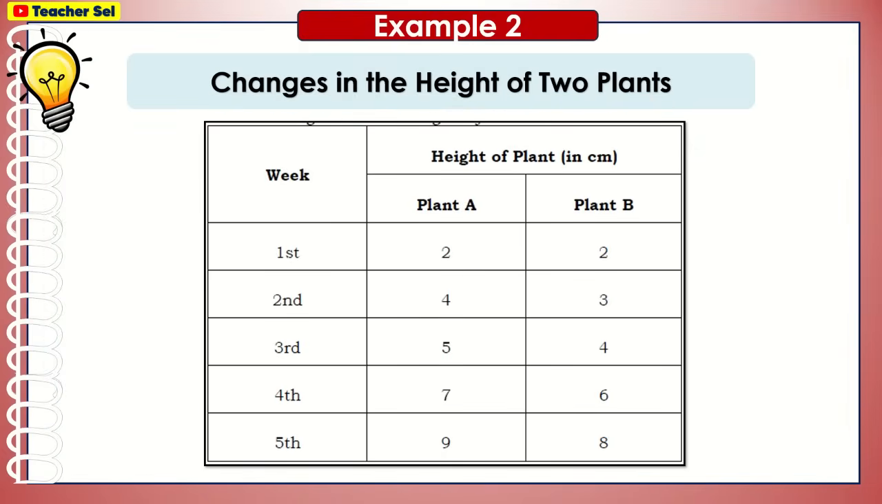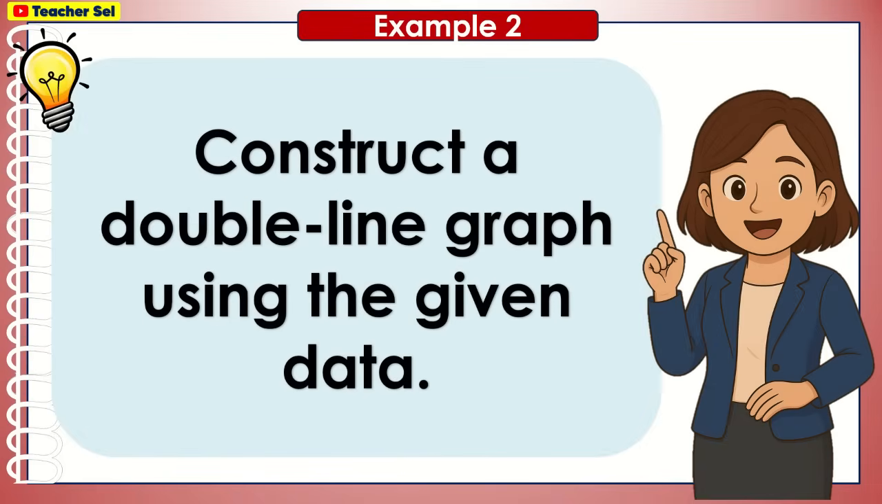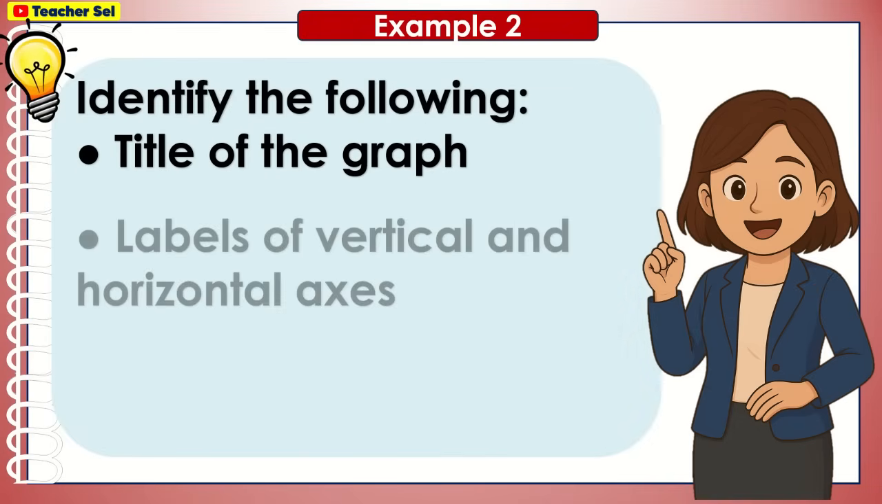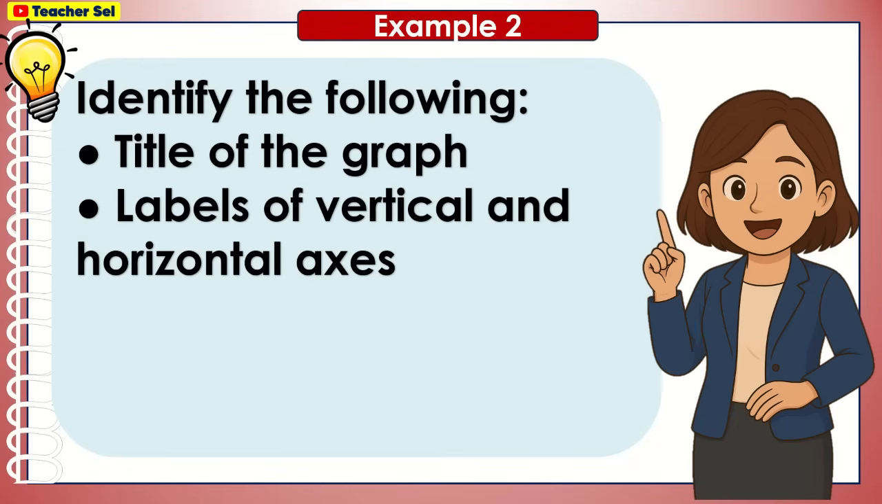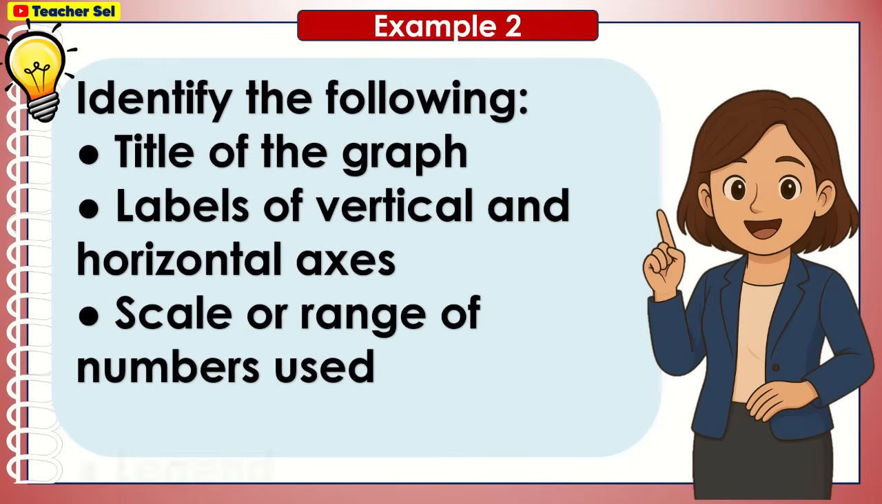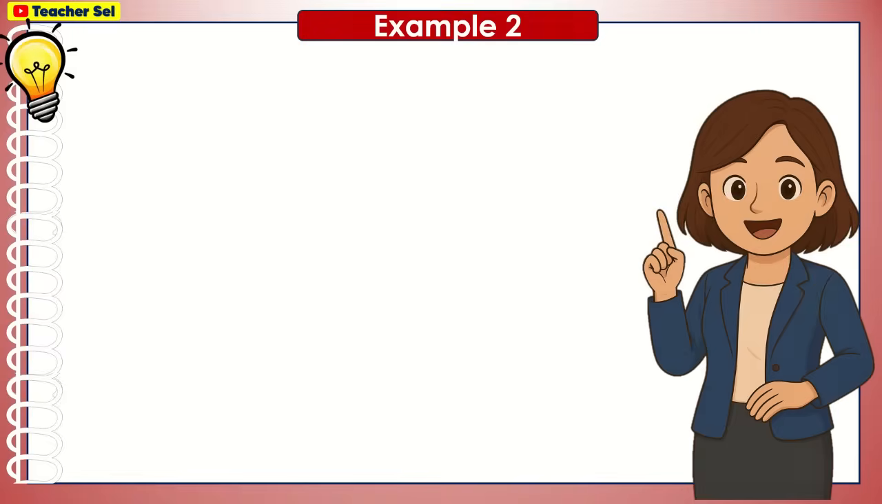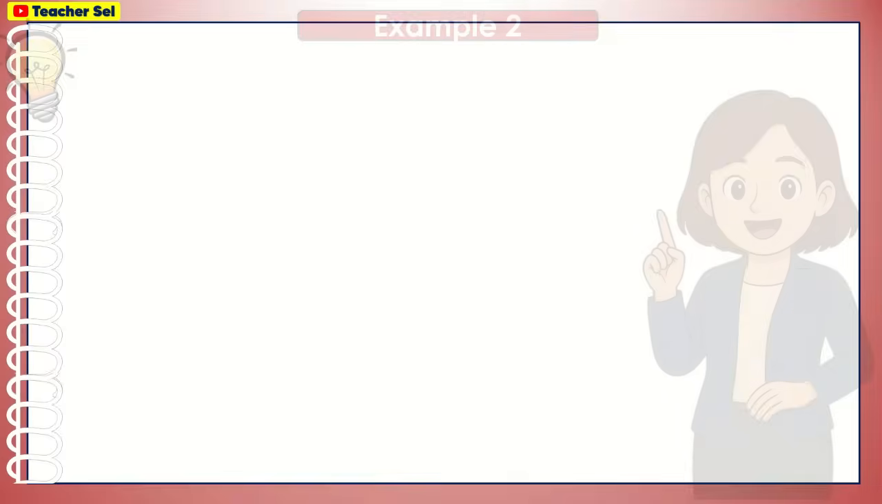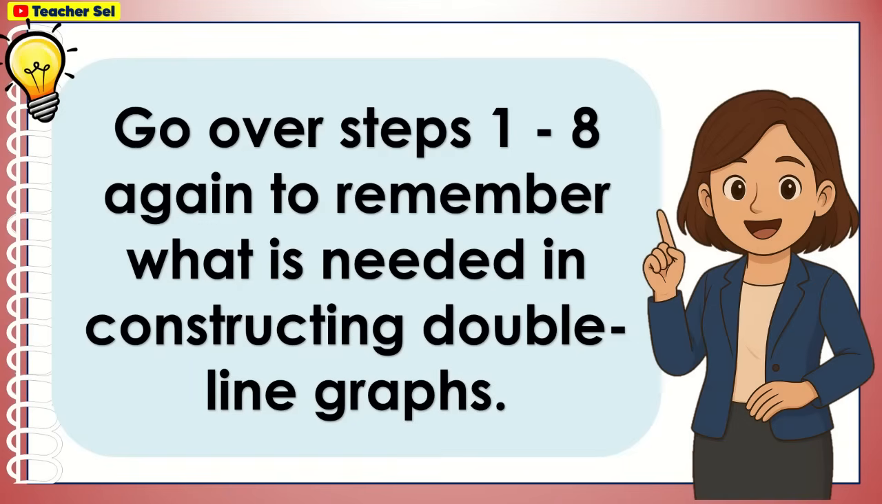Changes in the height of two plants. Construct a double-line graph using the given data. Identify the following: title of the graph, labels of vertical and horizontal axis, scale or range of numbers used, legend. Here is the correct answer. Go over steps 1 to 8 again to remember what is needed in constructing double-line graphs.